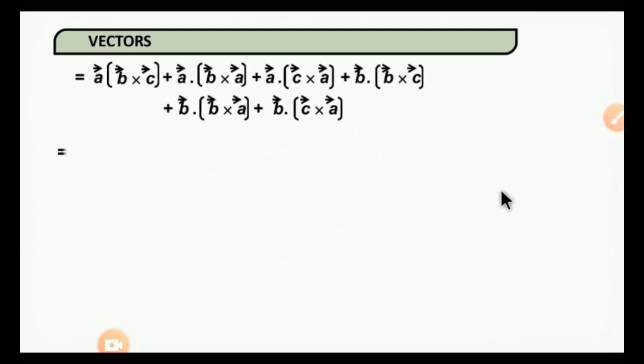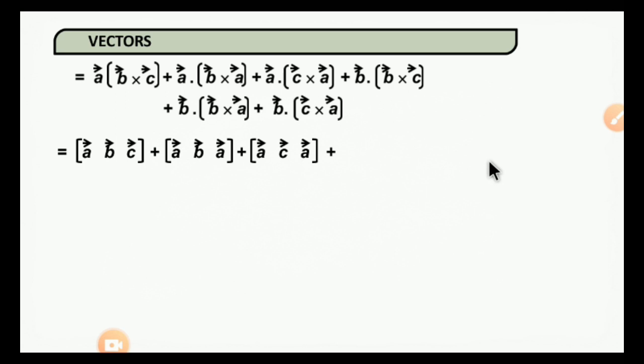So continuing this process, here this A dot into the bracket of B cross C means which is box product of ABC, and now here we have ABA. So this is box product of ABA plus again it is box product of ACA, and next it is box product of BBC, and it is the box product of BBA plus this is the box product of BCA.